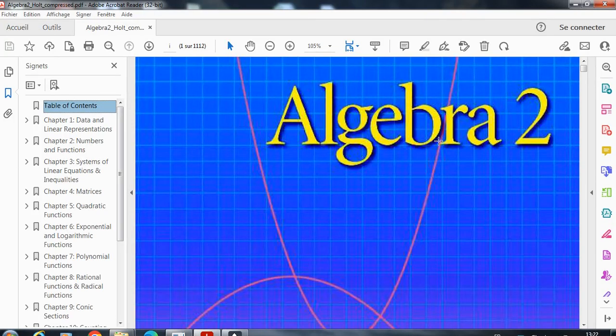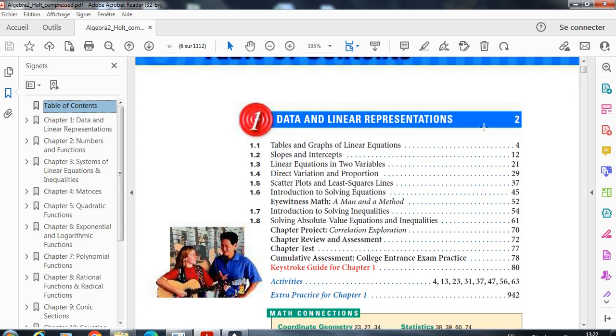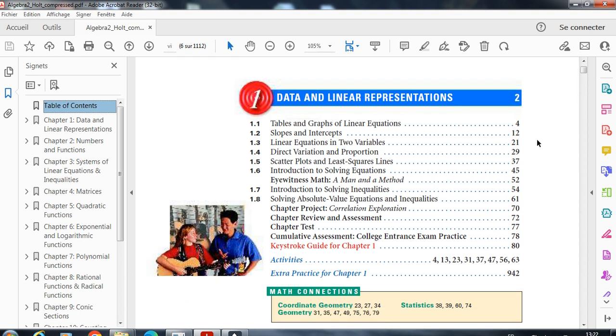So this is Introduction to Algebra 2. I will show you different lessons and the fundamental chapters which you should study in this book. So we have a table of contents. Chapter number 1 concerns data and linear representations. It contains eight principal lessons.